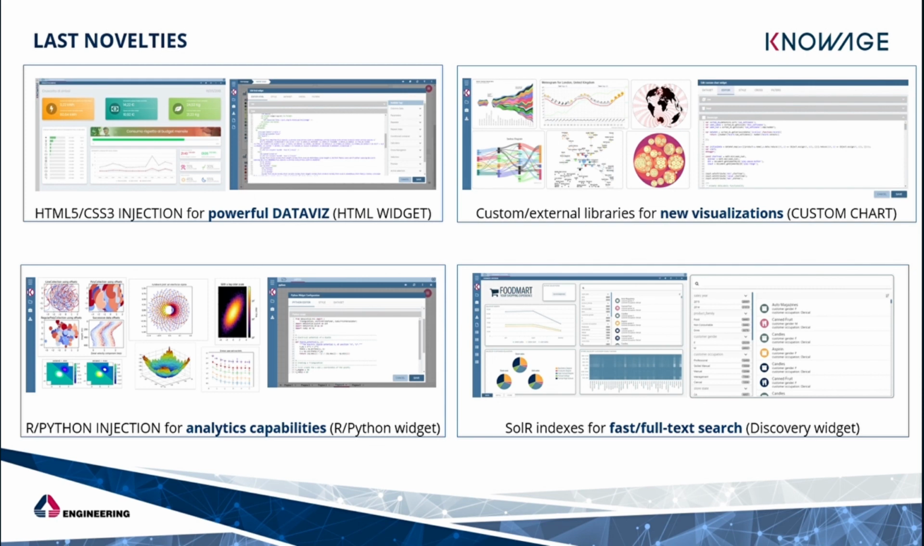In the last version, we added some new features to let the user create beautiful dashboards. So it's possible to create HTML with CSS widgets, but also possible to use custom libraries in new types of visualization. So for example, you can integrate also code coming from R and Python scripts. And of course, if you want to have some more advanced way to navigate your data, it's possible to use a fast and full search type of widget called the discovery widget, using Solr indexes.